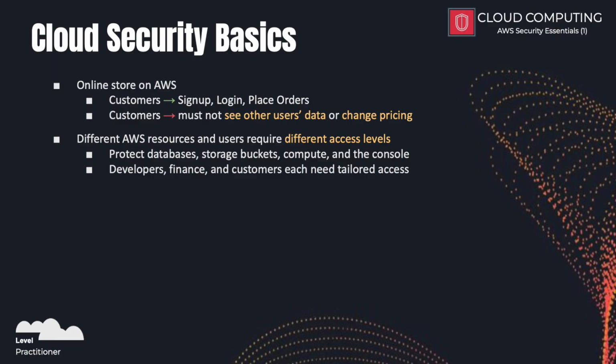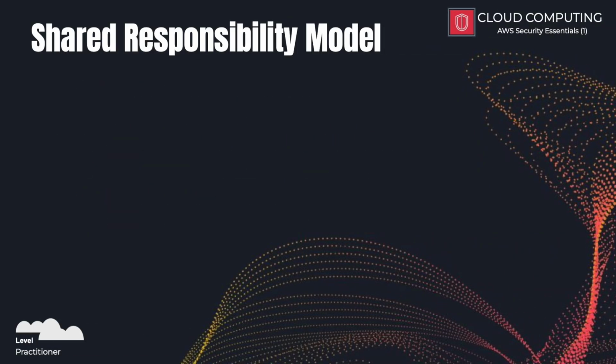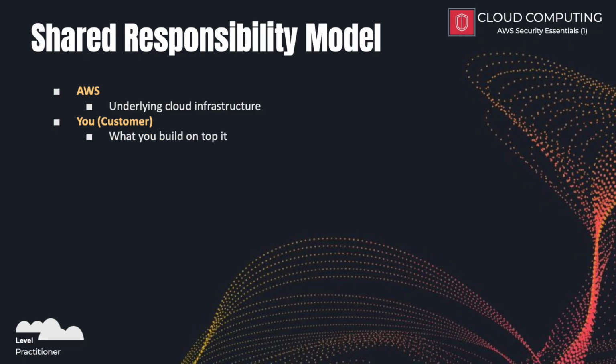AWS uses a specific model to define security responsibilities, and that's called the Shared Responsibility Model. This is one of the most important concepts in AWS security, and the model explains which part of security AWS handles and which parts are your responsibility as the customer. At a high level, AWS is responsible for securing the underlying cloud infrastructure, and you are responsible for securing what you build and configure on top of it.